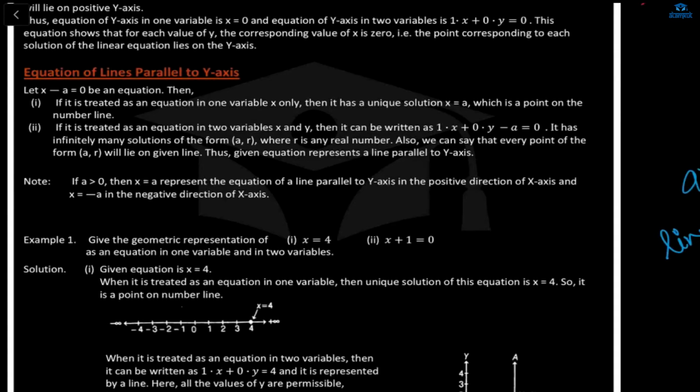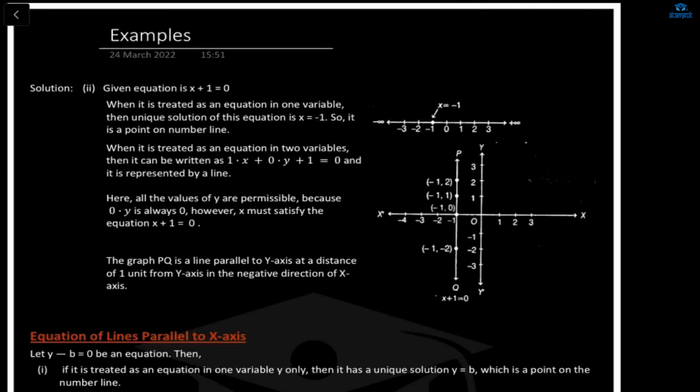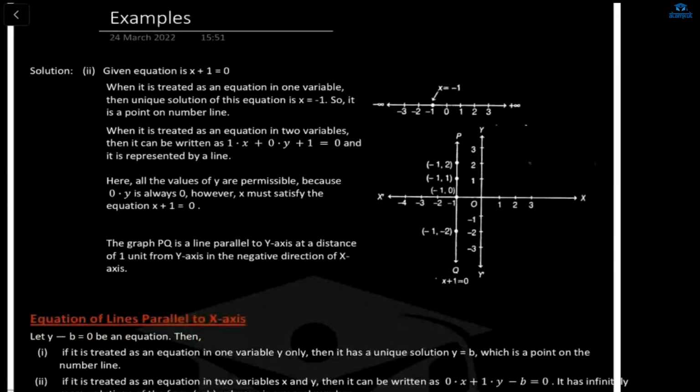Understood? Any doubt, anybody? Let's see. This is the equation, this is the graph. In fact, the equation is x plus 1 is equal to 0. You can see the graph is drawn on the negative side of the x-axis. For different points, the x value will always be minus 1, and y you can keep at 0, 1, 2, 3, 4, minus 1, minus 5, minus 6, whichever value you feel like.